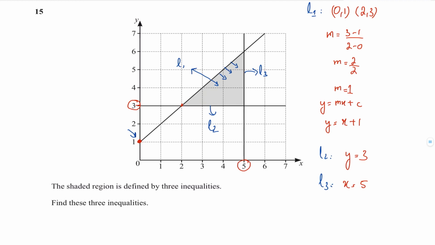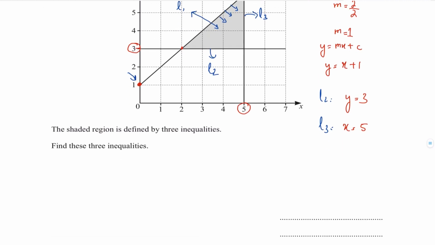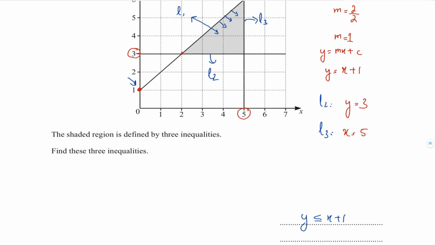So we're going to have y is lesser than or equal to x plus 1. So let's start writing them in the answer space. Y is lesser than or equal to x plus 1. And then if we talk about line 2, the shaded region is above line 2, so that means it's going to be greater than or equal to the equation. So it's going to be y is greater than or equal to 3.